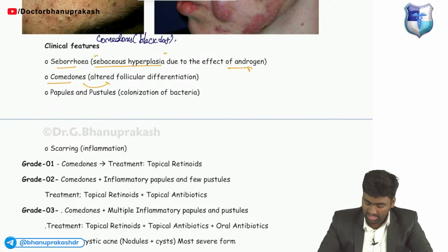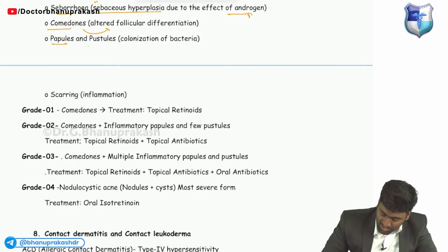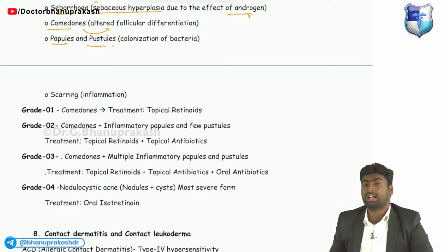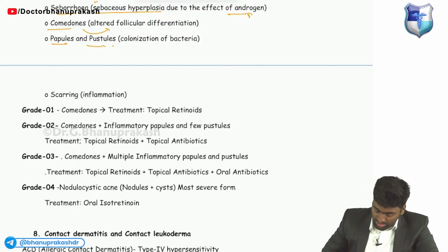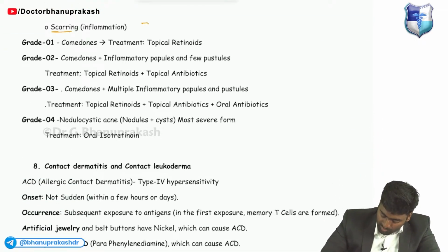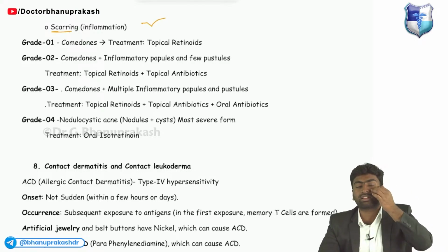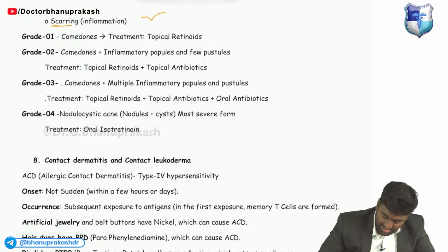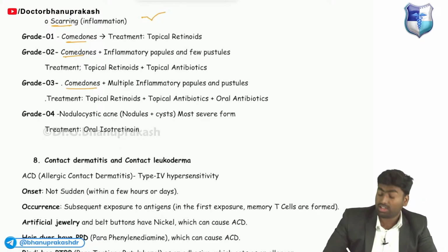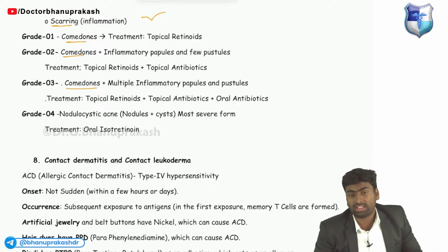Okay, comedones, fine. Sometimes there can be associated papules and pustules formation, and that's why when you crush it open, you will be able to see pustules. Finally, there will be scarring, like it will scar and heal. And there are different stages: stage 1, stage 2, stage 3. What you will see? You will see comedones for sure, that is the black dot.